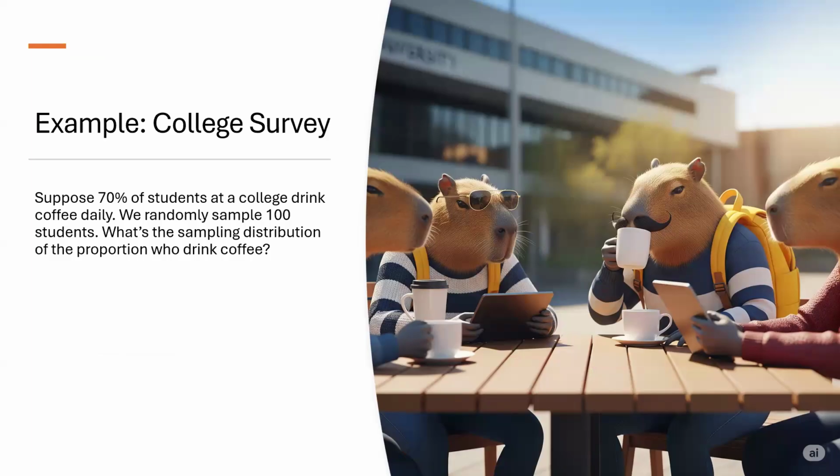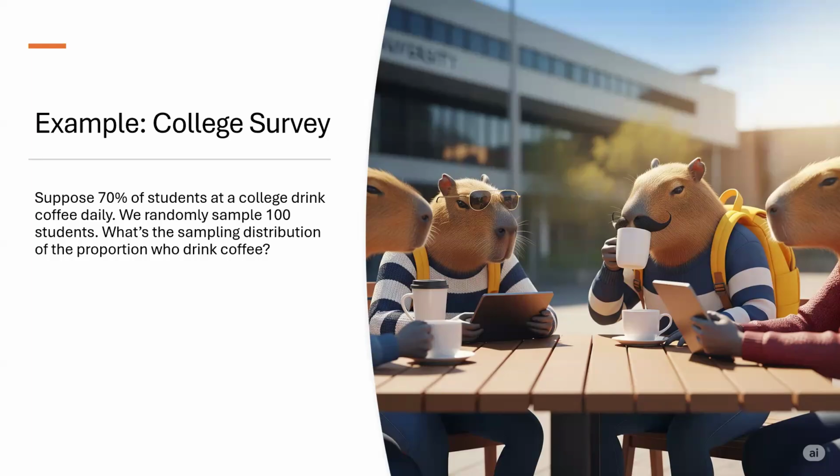Let's say we know from past studies that about 70% of students at our college drink coffee daily. We randomly sample 100 students and want to understand the distribution of the proportion who drink coffee. This isn't about whether a specific student drinks coffee. It's about how the proportion changes from one random sample to another. Even if the true population proportion is 70%, a random sample of 100 students might show 68% or 73% or maybe 75%. That variation is captured in the sampling distribution.